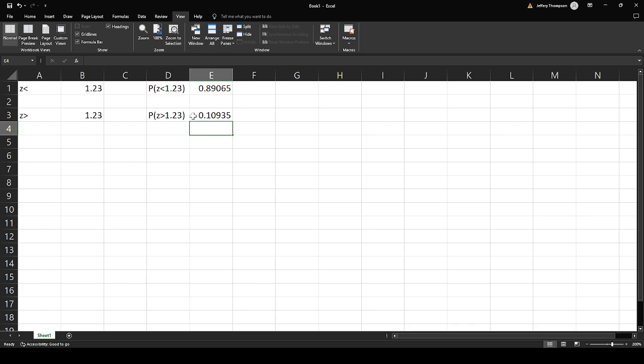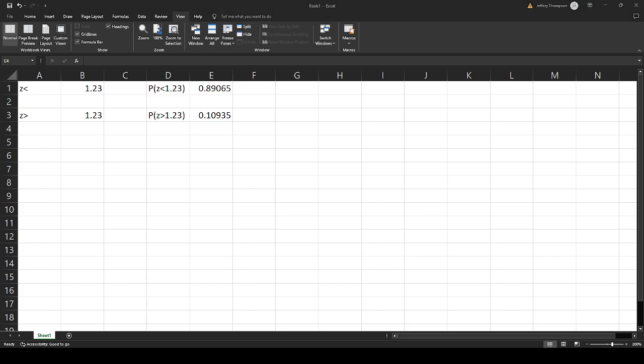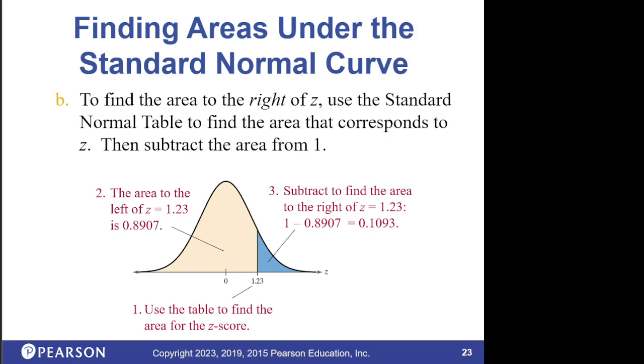So we can use our technology to calculate these things. In fact, we're going to find that Excel really helps us calculate a lot of different things a little easier than some of the other things we have to do with the function.